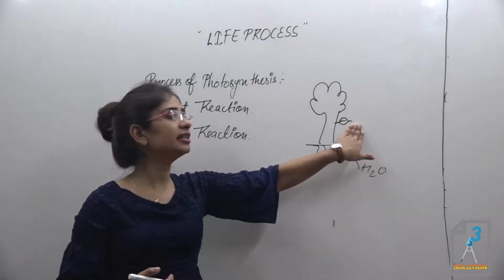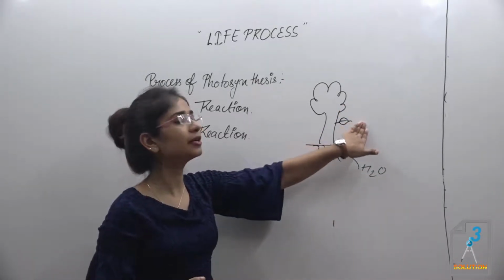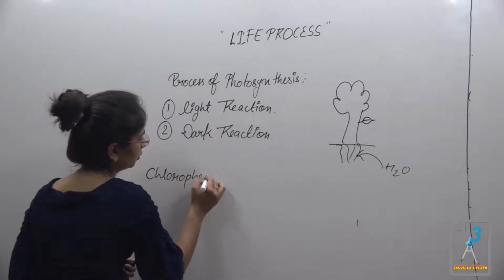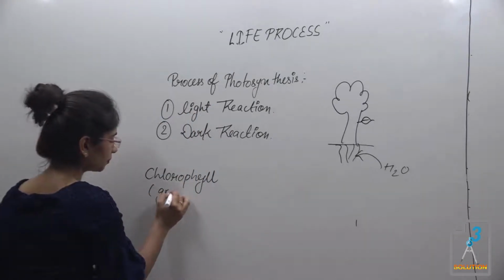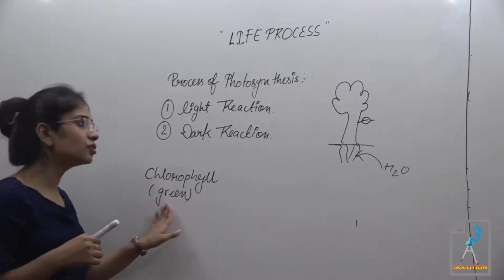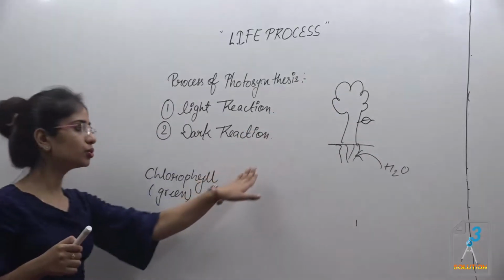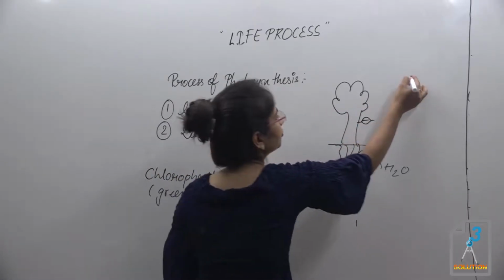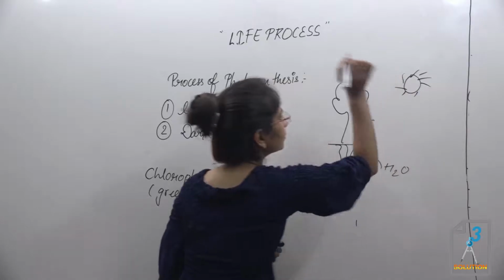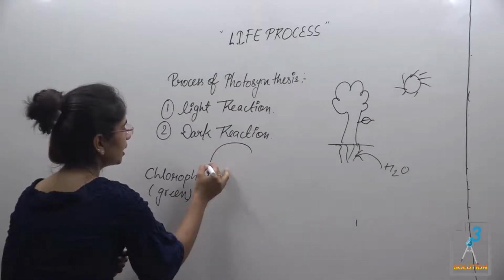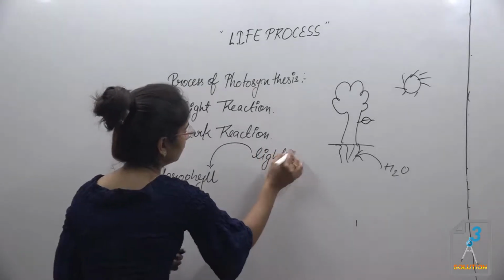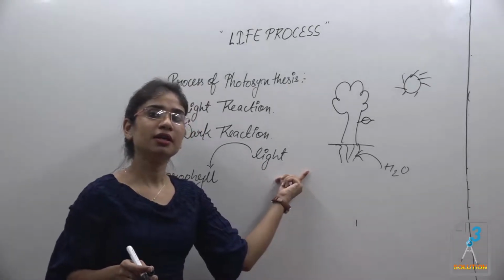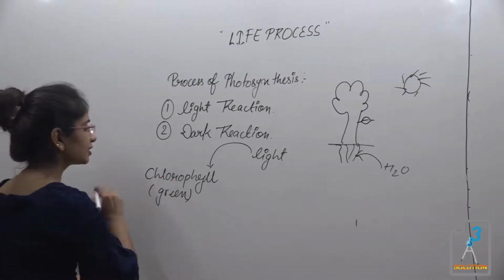Yes, inside the leaf, this water will reach the chlorophyll, which is a green colored pigment. Now we know, as soon as the water reaches the chlorophyll, the pigment, at the same time the light will be absorbed. Yes, sunlight. The light will be absorbed by the pigment. As soon as the pigment absorbs the light, this will cause the photolysis.